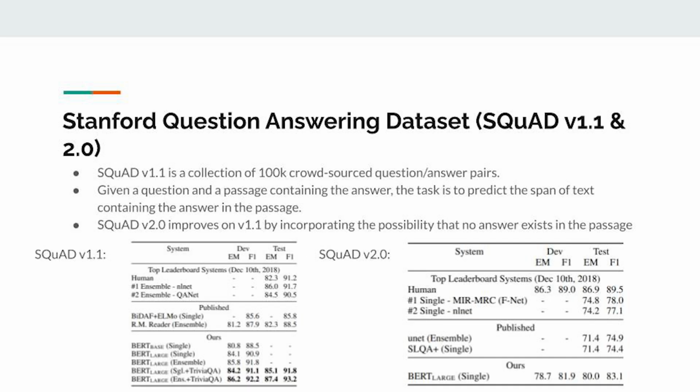Next, BERT was tested against the Stanford Question Answering Dataset, or SQuAD, versions 1.1 and 2.0. SQuAD version 1.1 is a collection of 100,000 crowdsourced question-answer pairs. Given a question and a passage containing the answer, the task is to predict the span of text within the passage containing that answer. SQuAD 2.0 improves on 1.1 by incorporating the possibility that no answer exists in the passage.